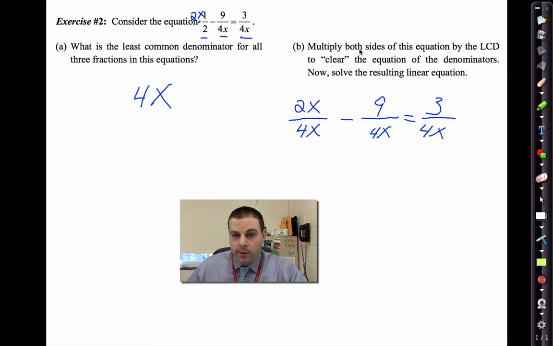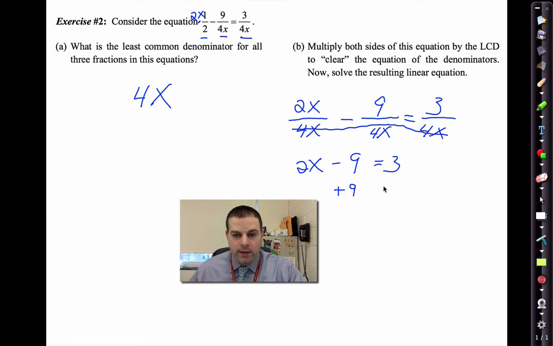Now, just like with complex fractions, but for a different reason, the reason for getting the common denominator is if I were to multiply both sides of the equation by 4x, I will clear out all the denominators. And all I have to do is solve the resulting equation of the numerators. 2x minus 9 equals 3. So I get a single linear equation. There is no fractions remaining. And then I just go through my solving steps.